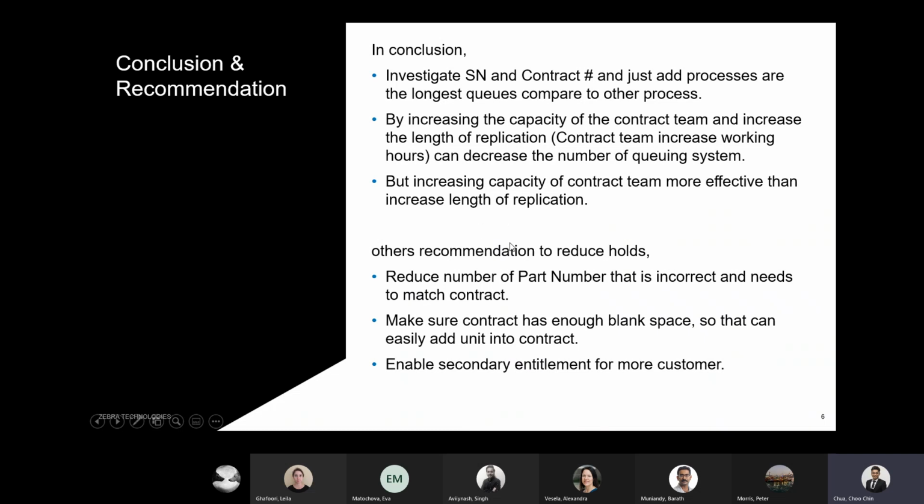Other recommendations for reducing the holds: first, we reduce the part numbers that are incorrect and need to match with contracts. Second, we make sure the contract has enough blank space so that it is easy to add the units into the contract. And the third is to enable the secondary entitlements for more customers. Yeah, that's all for me.